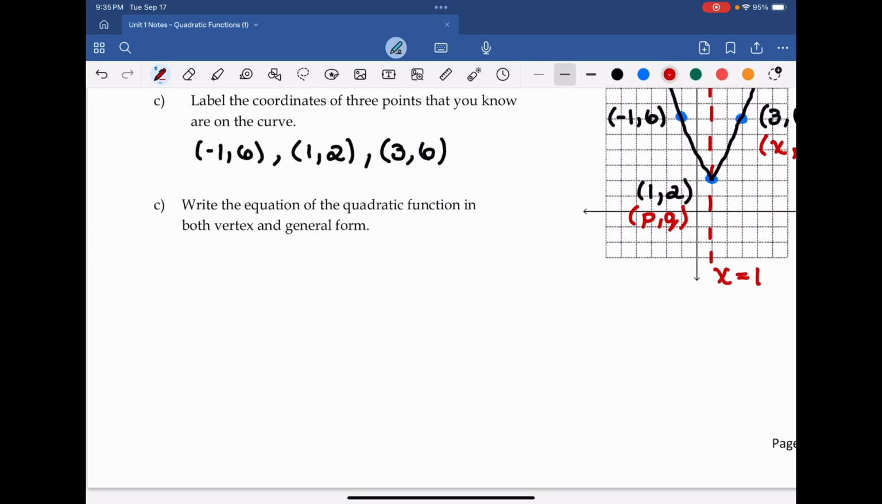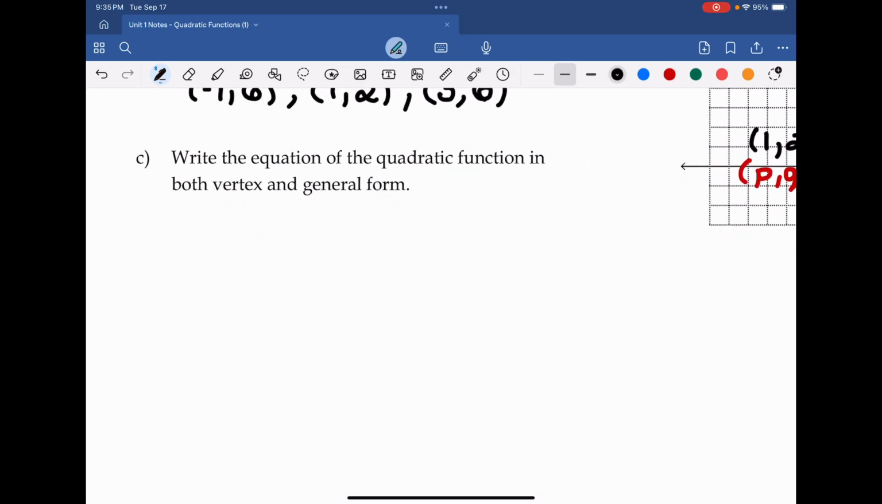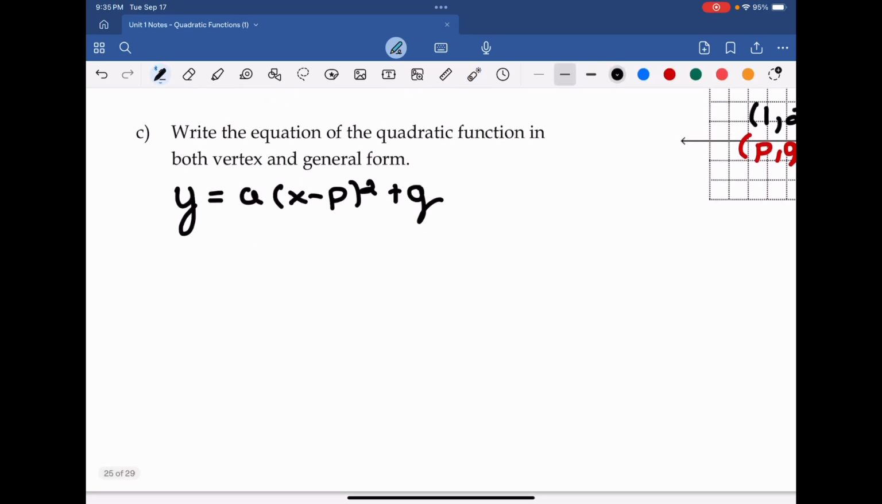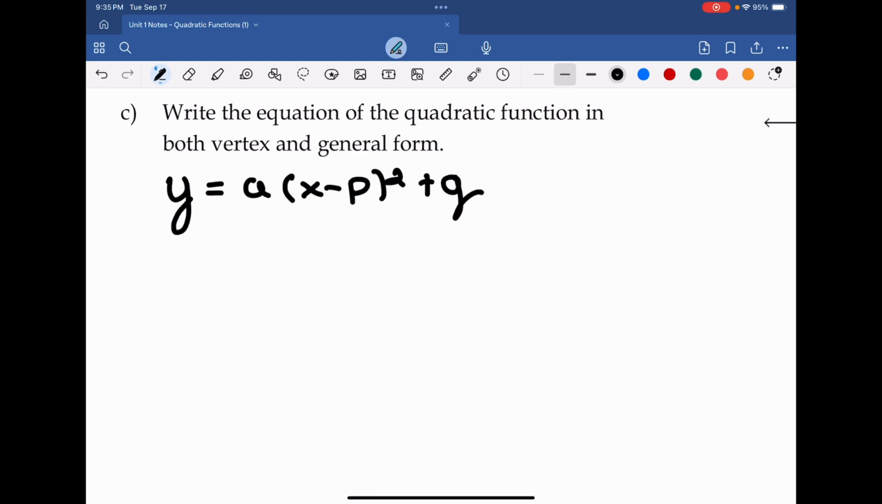Okay, let's scroll down here. So let's start by writing out the vertex form equation. Y is equal to A, X minus P, all squared, plus Q. Remember, we always must solve for A. We don't know what the stretch factor is or the vertical stretch factor, so we must solve for this right away. That was my biggest recommendation when we talked about this in class. Now what we're going to do is we're going to plug in our X and our Y.